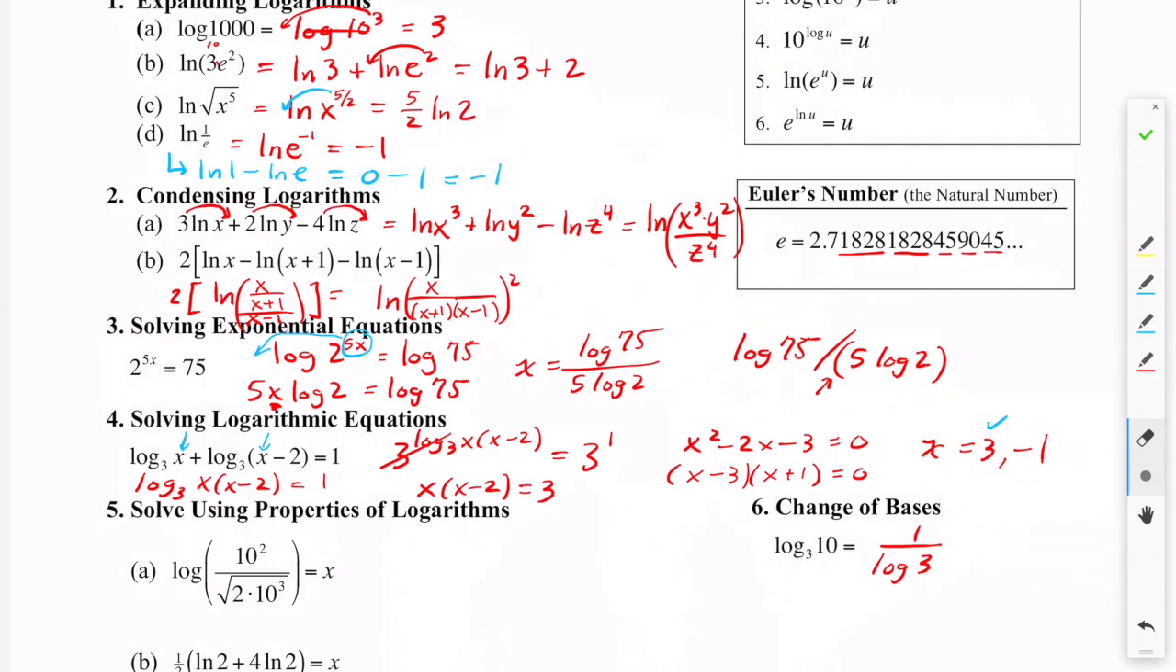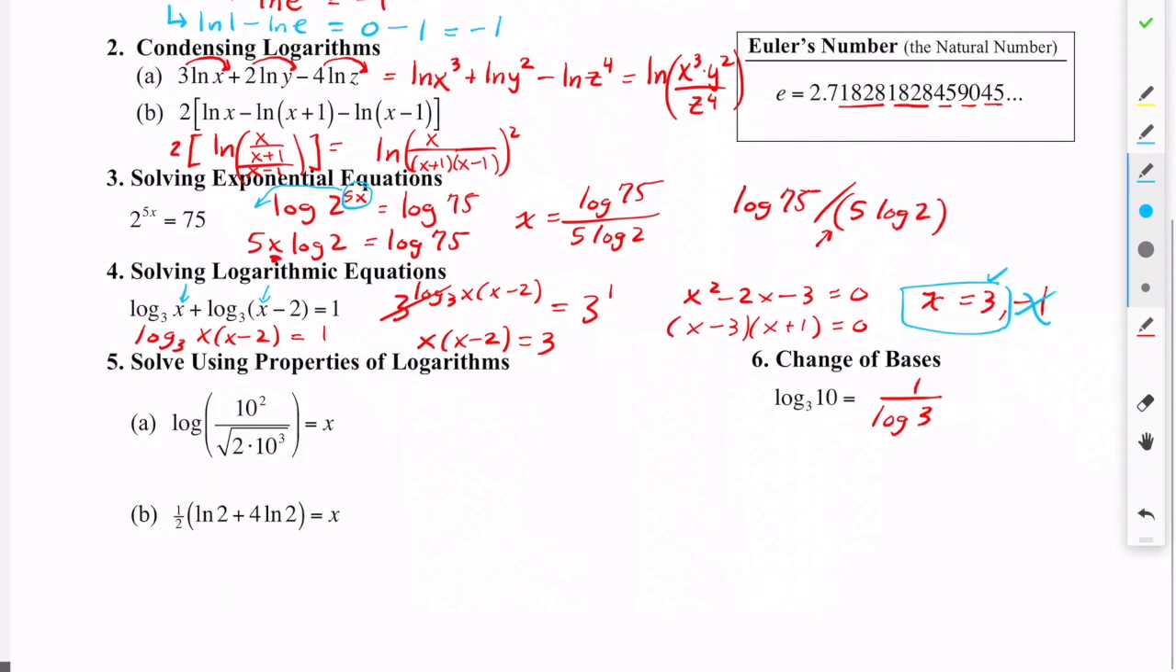So actually, we can't have negative numbers inside a logarithm. We can't have 0 either. This would be undefined. And so actually I have to cross this one out. This is what we call an extraneous solution, an extra answer, a false answer. So x equals 3 is actually my only answer. It's a nice reminder when solving logarithmic equations that we have to double check to make sure we don't have any of these false answers. Okay? All right, and so let's look at these last three, or I guess we already did number 6 here.